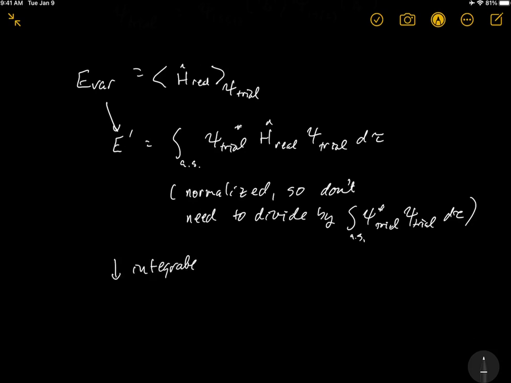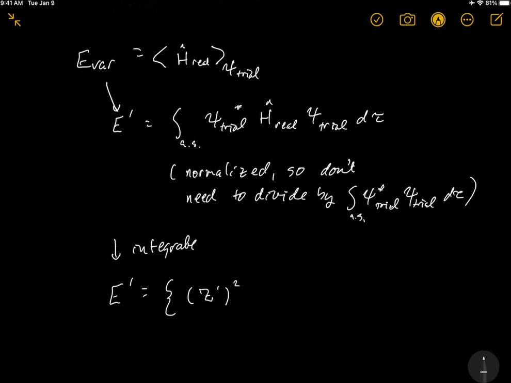So we integrate. The result is simple. We get E prime equals, I'm going to use parentheses around our Z prime because otherwise it might look like Z to the 12th. So (Z prime) squared minus 27 Z prime over 8 times e squared over 4 pi epsilon naught a naught.